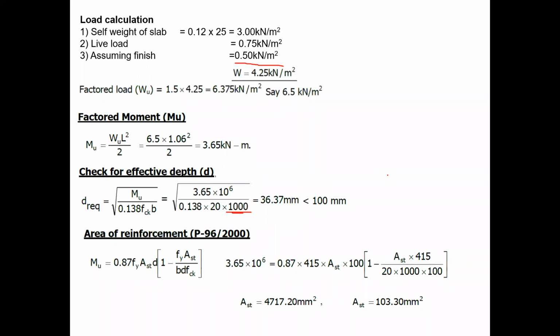Okay, you have to consider the least value among these two. 103. Yes. So take down AST minimum. This is as per the codal provision. AST minimum is equal to 0.12% BD. So what about the beam? 0.4%, sir. Yes, good. 0.4% of BD.